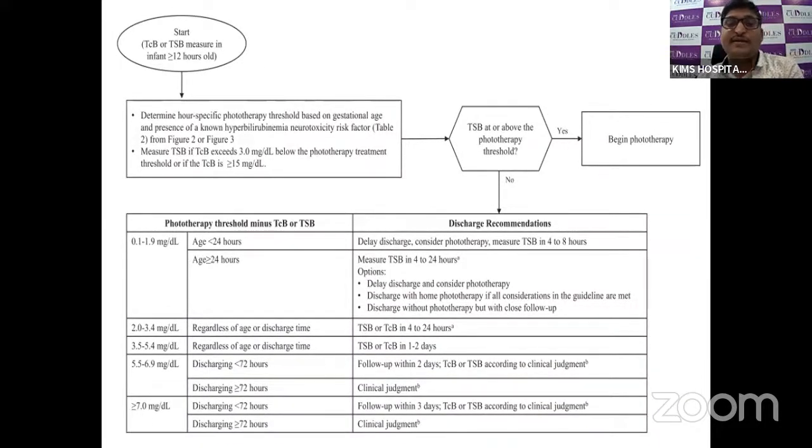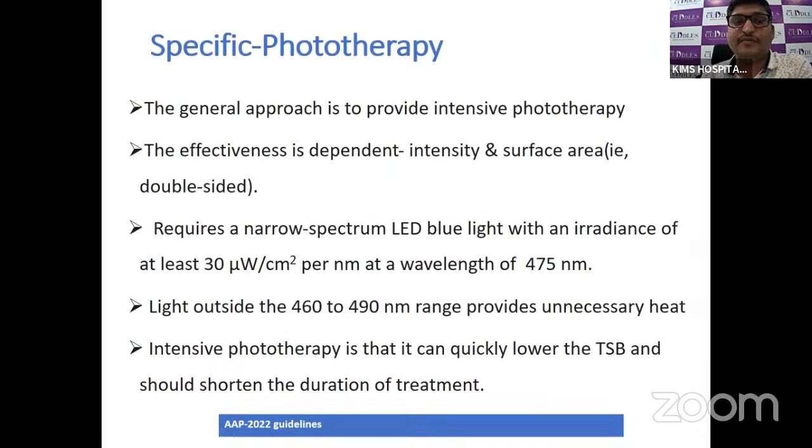Okay, so if the child is not being discharged and is started on phototherapy, then how do we look at the phototherapy? When the bilirubin level is more than the threshold for phototherapy, the child should be started on phototherapy. Intensive phototherapy is dependent only on the intensity and the exposed surface area of the child.